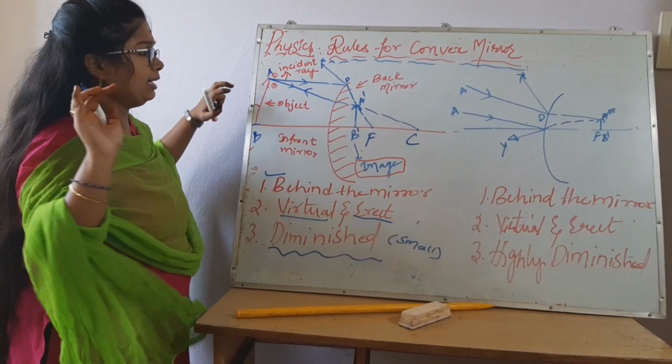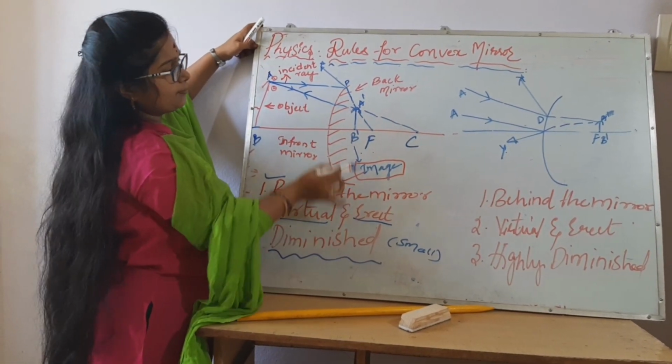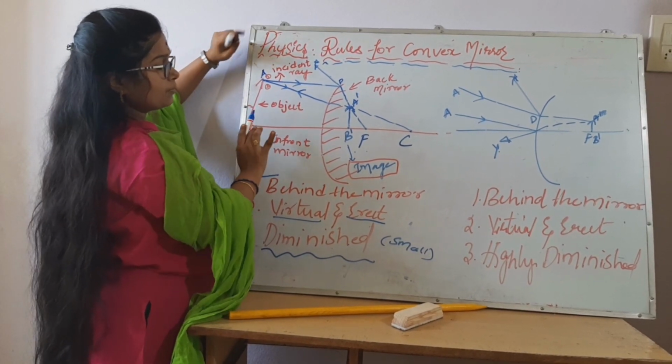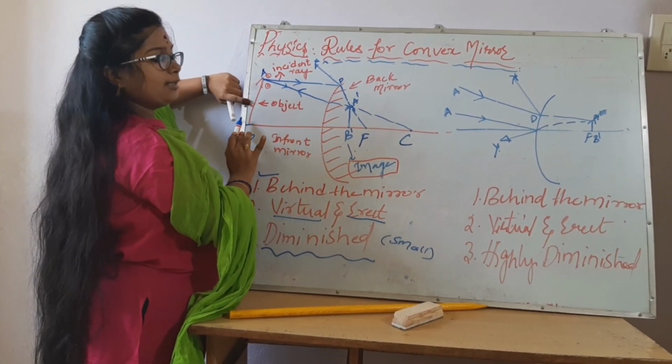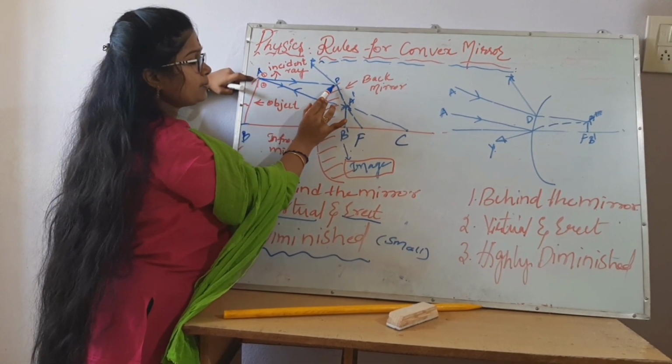Once again I am repeating. Concentrate on this. See, this is your convex mirror. This is the back side of the mirror. This is the front part of the mirror. So the object is kept obviously in front of the mirror. So what happens when a ray travels parallel to the principal axis?